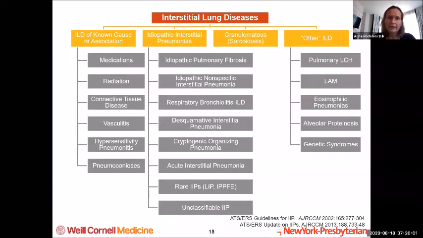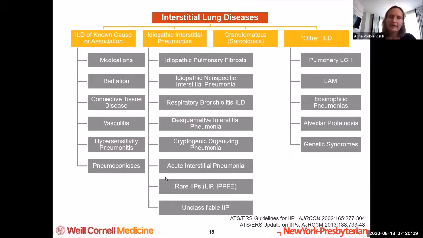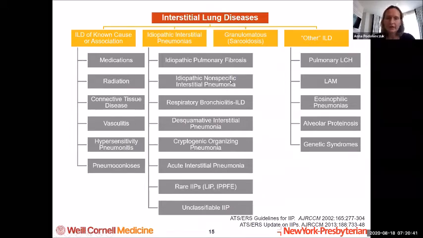Then we have the idiopathic interstitial pneumonias. So what do I mean by that? These are interstitial lung diseases that are considered idiopathic, where a known cause has not been described. And I'll differentiate that a little bit in a few slides from the ILDs of known cause, because some of these can have overlapping presentations, histopathologic and radiographic descriptions. But these are the ILDs where a known cause has not been identified. So the most common disease in this category is idiopathic pulmonary fibrosis, or IPF.